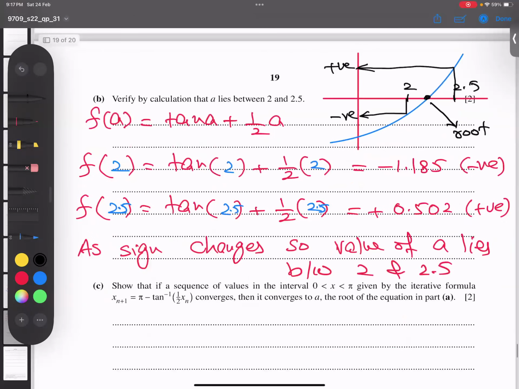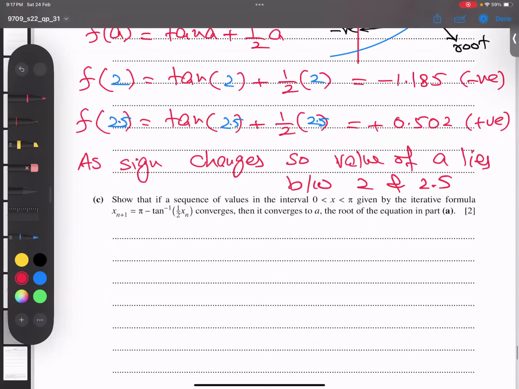Now let's talk about the next part. The next part says, show that a sequence of values in the interval 0 to pi, given that iterative formula, converges. So the iterative formula is given. Let me write the iterative formula first. I have taught this many times: whenever you write it, on the left hand side it is n plus 1, and on the right hand side always n.